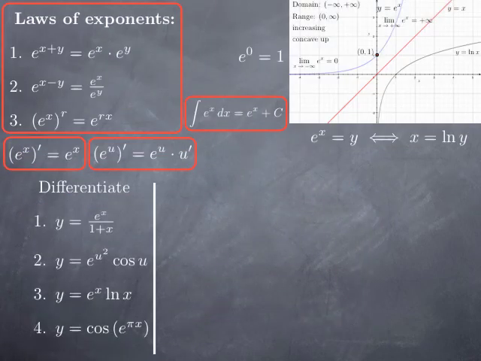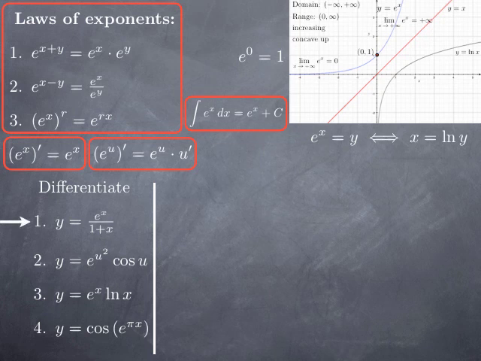So now we have all these different laws for exponential, and I'm going to focus momentarily on differentiation. So we have the derivative of e to the x is e to the x, and we have the form for the chain rule. Now we have four functions that we would like to differentiate to illustrate how to apply this formula.